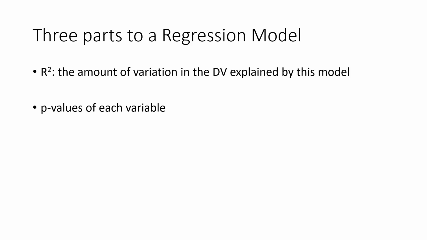The next thing we look at are the p-values of each variable included. We interpret these the same way we've been interpreting p-values already. The only difference is we now have multiple p-values to look at, and we may find that some variables are significant and some are not. A note of caution here.